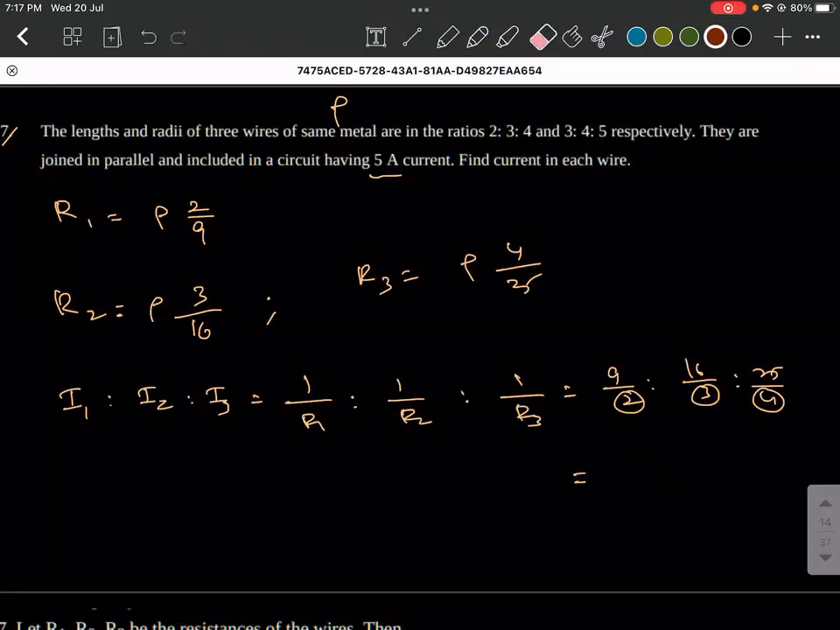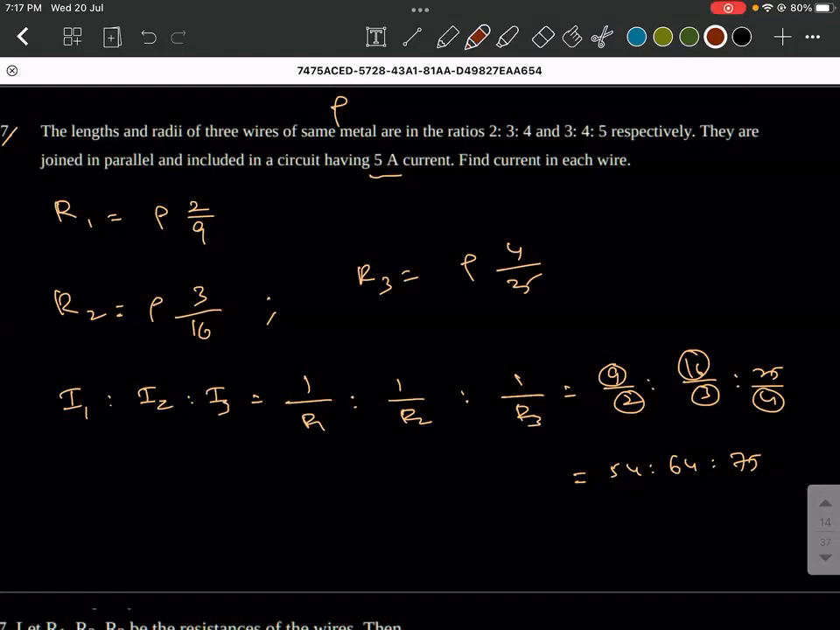But you will have a common factor among all the three, so that's what I do. Then it will be 54. For 16 by 3, multiplying with 12, the 3 in the denominator cancels it 4 times, so 16 into 4 is 64. Then 25 into 3 is 75. So 54 is to 64 is to 75. That is what I1 is to I2 is to I3.